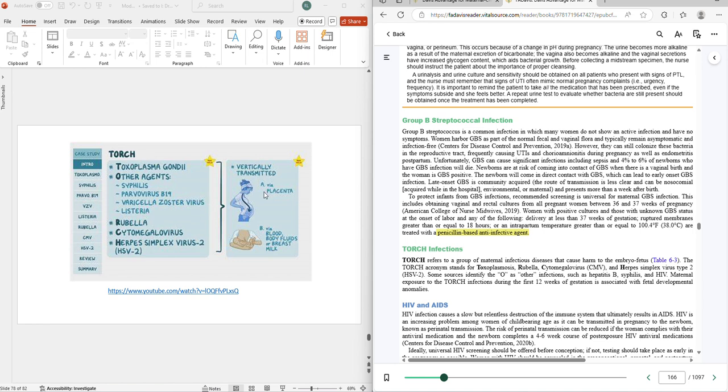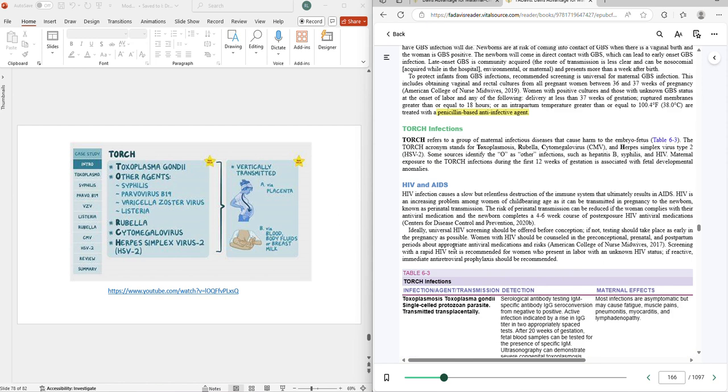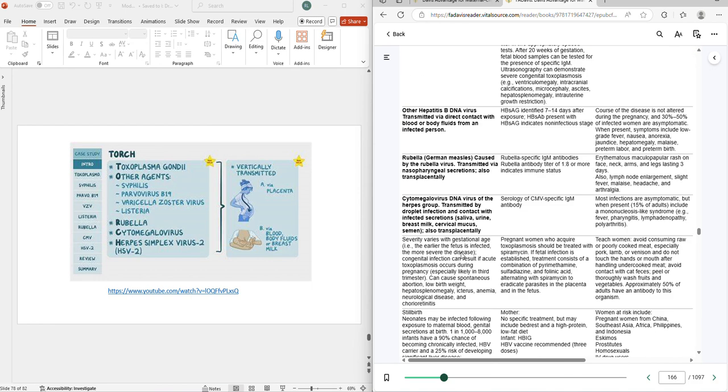Okay, so it's vertically transmitted through the placenta, through blood, body fluids, or breast milk. Okay, and we will watch this video in class. All right, so please understand that torch is a big thing during pregnancy. It can happen, and that's what it stands for. So just understand all of these. All right. HIV and AIDS. And then on page 167, there's a whole chart, table 6.3, that is covered, okay, on torch.